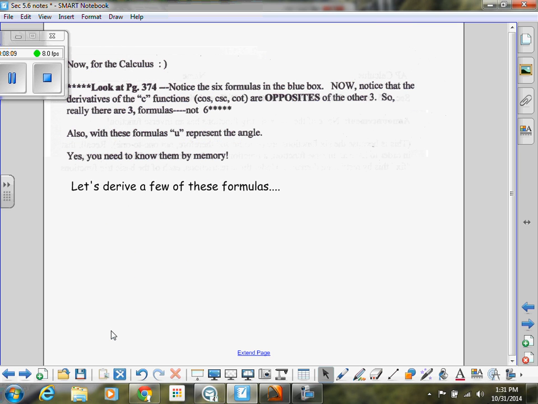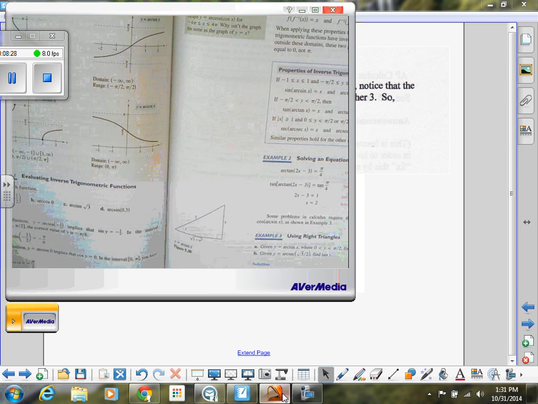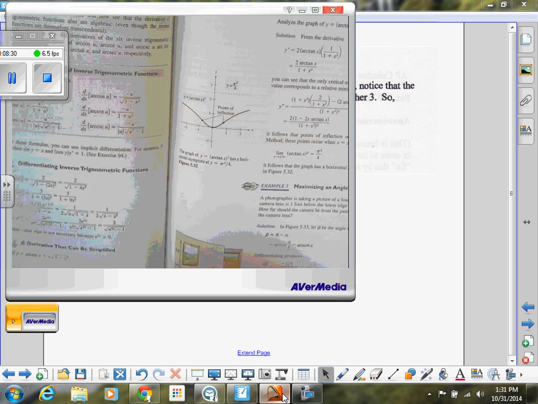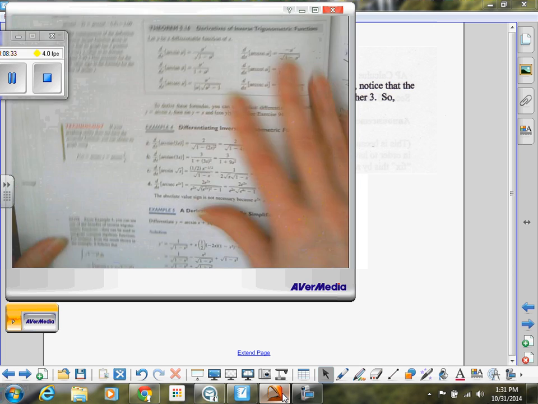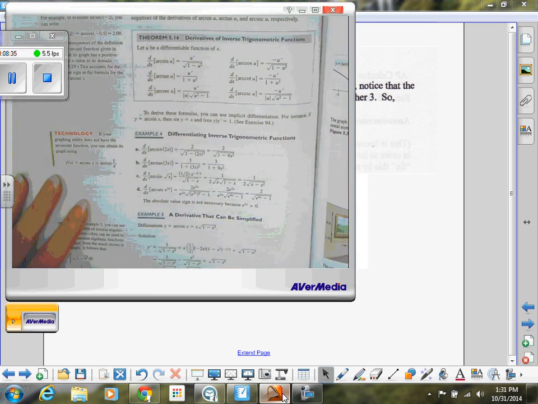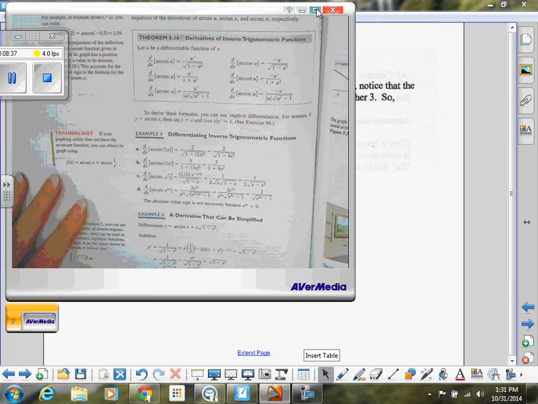So flip your page over. These formulas are actually on page 374, so you can look that up. They're in a blue box. But what I want you to notice is that, here, I'll pull them up. So here's the blue box on that page.